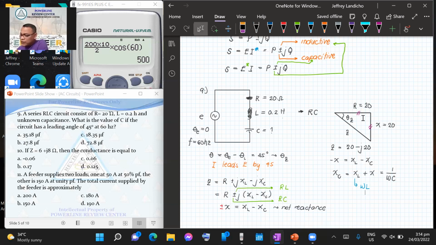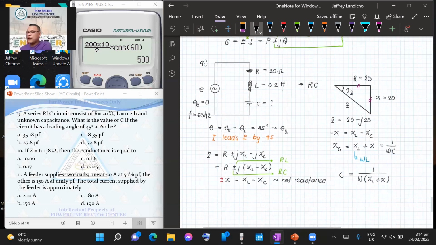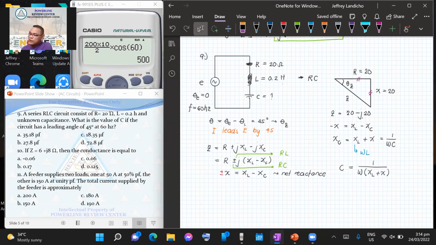Makukuha natin ngayon that the value of our capacitance is just simply equal to 1 over omega times the quantity X sub L plus the net reactance. O, yun ay ating capacitance needed. So therefore, pwede ko nang diretsuhin. Lagay ko rito, solving now for the capacitance.